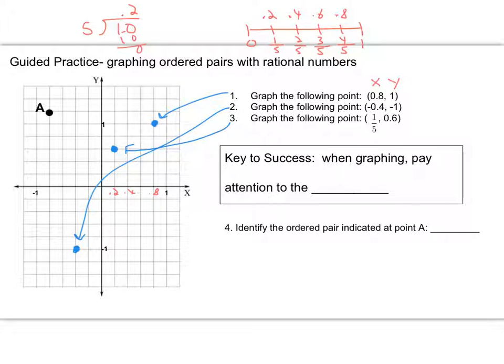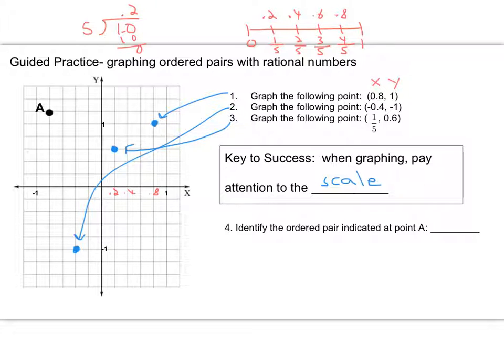All right, so the key to success when you're doing these kinds of graphs, of course, is you need to pay attention to the scale. Because for this graph, each square represents 1/5 or 0.2, not 1. So we have to keep in mind and figure out what the scale is in order to properly graph particular coordinates.